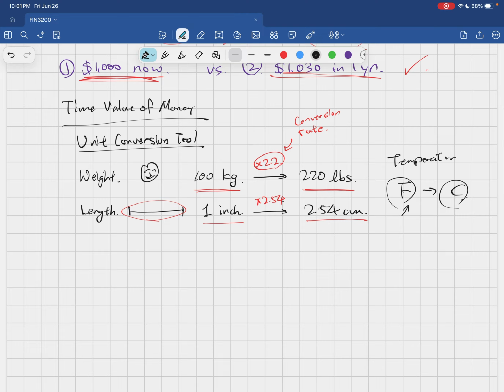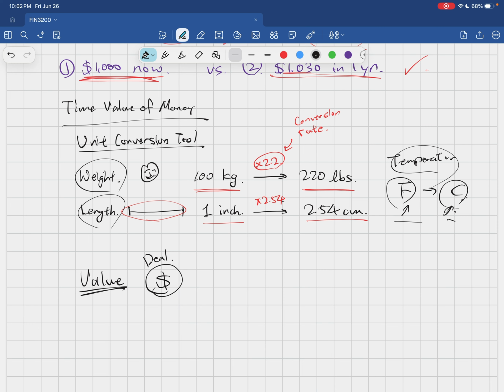So we're doing the same thing in this course, but instead of talking about weight, length, or temperature, we're talking about value. Value of a security, value of a deal, or whatever we're trying to measure. So the value of this deal, we'll just call it this deal.